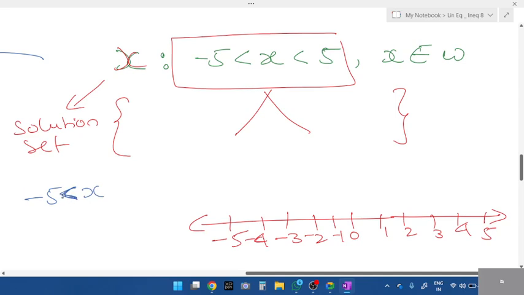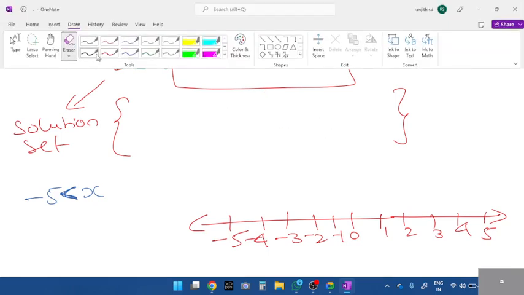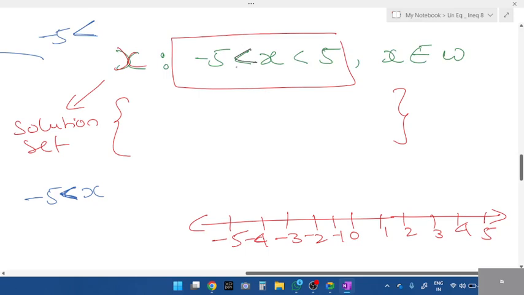This lesser than arrow is facing towards 5 or x? Which side is it facing towards? The arrow is pointing towards -5, right? So we need to consider all the numbers from -5, students, but only less than is given, equal to is not given.